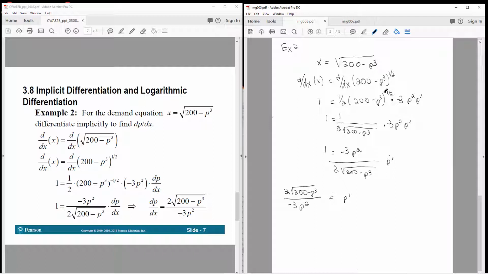Then I rewrite this with the radical. And here we have the derivative of x is equal to 1. So I have it there. Now that I've taken the derivative of everything, I want to go ahead and solve it for p prime. So I multiply by the reciprocal, and now I have p prime by itself. And that's the same thing as dp over dx.